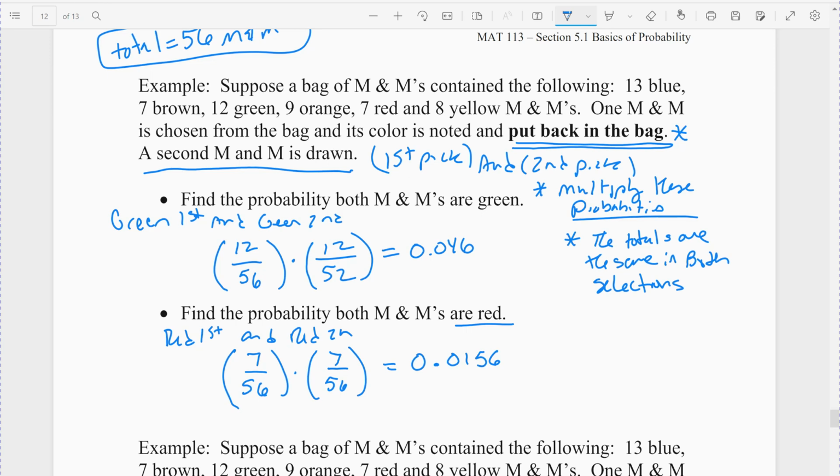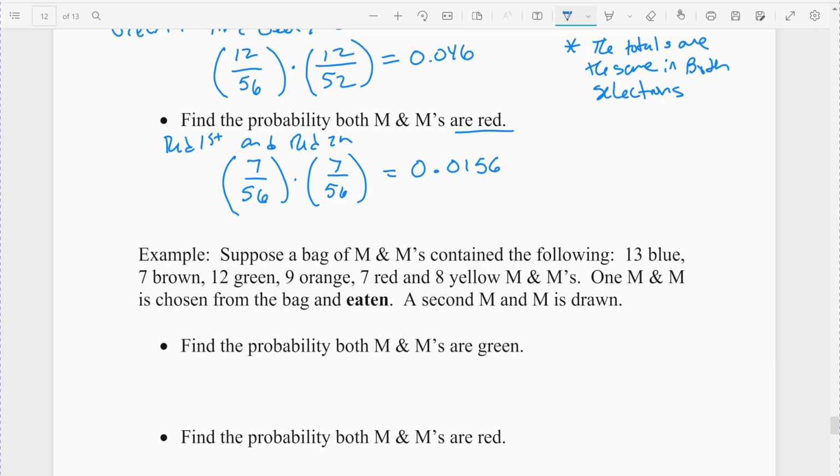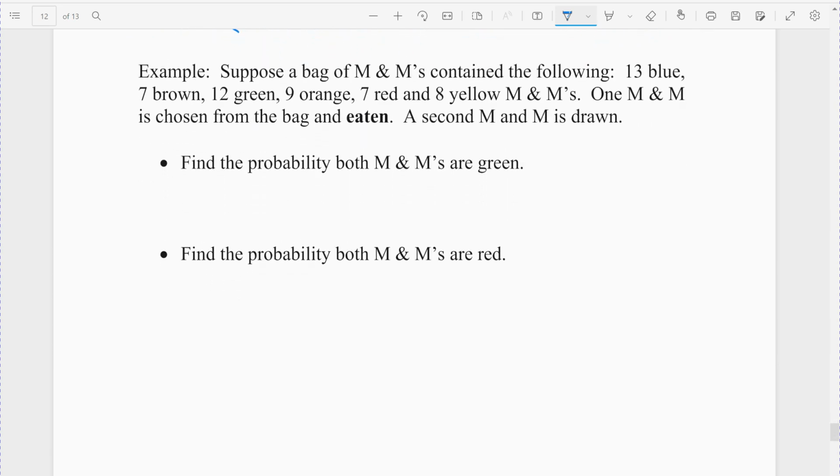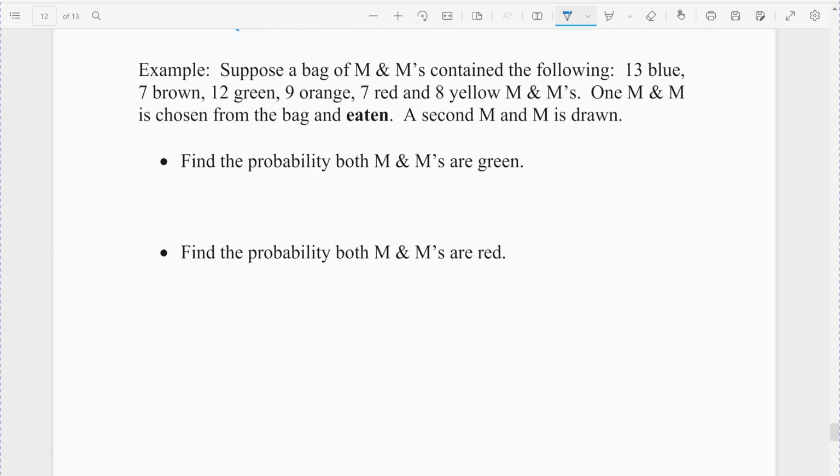Alright, what we're going to do is compare this to, so that was I replaced it, which means I could pick it again. What happens if I don't replace it, or what do I do if I don't replace it? All right, so the same bag, so I still have the same total, 56 to start. But this time, you pull out the color and you eat it. All right, you're not going to put it back.